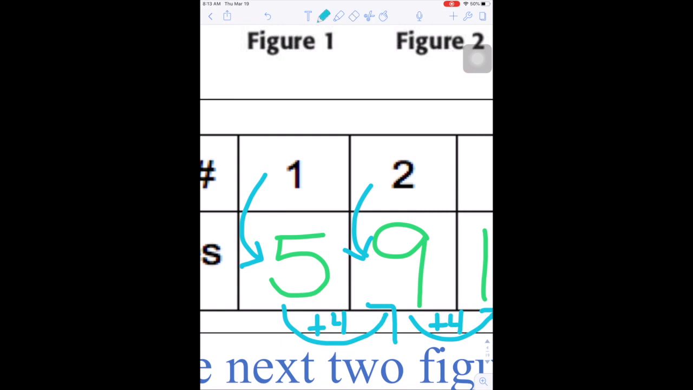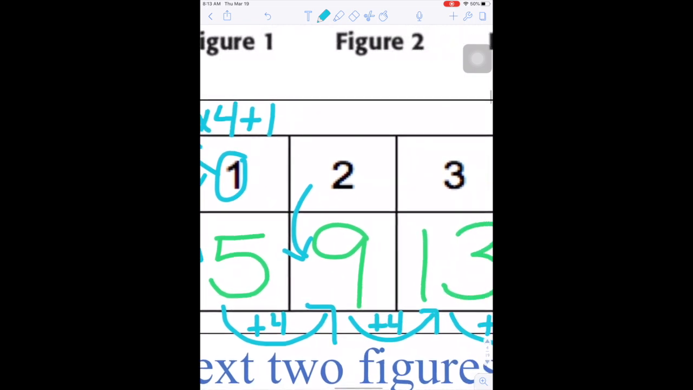So I'm going to help you out on this one. This one's a little trickier because there are 2 steps. What's really happening is I have 1 times 4 plus 1. So whatever this number is, times 4 plus 1. We'll see if it works for 2. Can I take 2 times 4? 2 times 4 is 8, plus 1, I get 9, so that one works.